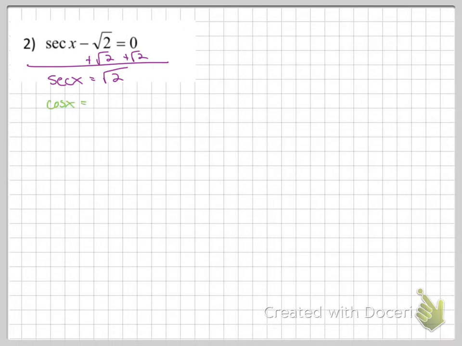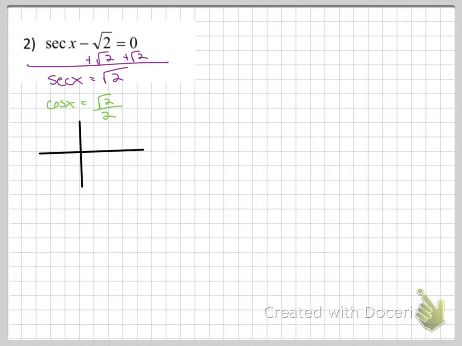Cosine, and then reciprocals, right? We made a table of reciprocals, root 2 over 2 if you flip it over and rationalize it. So the purple is saying the same thing as the green. Where on the unit circle does cosine equal root 2 over 2? So on the circle, cosine is your x value.